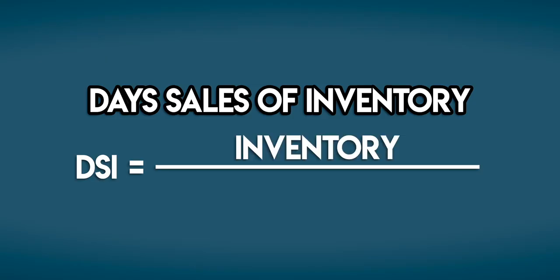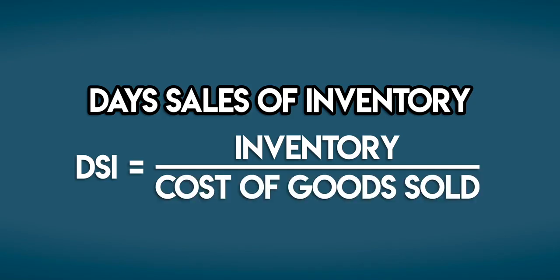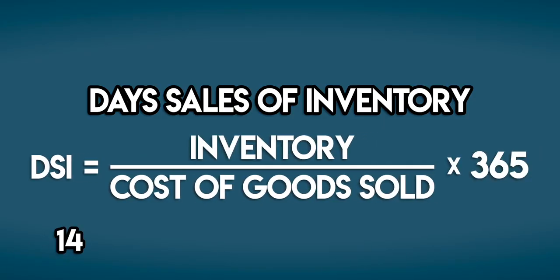This time we have inventory from the balance sheet on the top and cost of goods sold from the income statement on the bottom. But this time round, we multiply the ratio by 365, the number of days in a year. When we do this, we get the average number of days it takes a business to convert its inventory into sales, also known as the inventory turnover period.